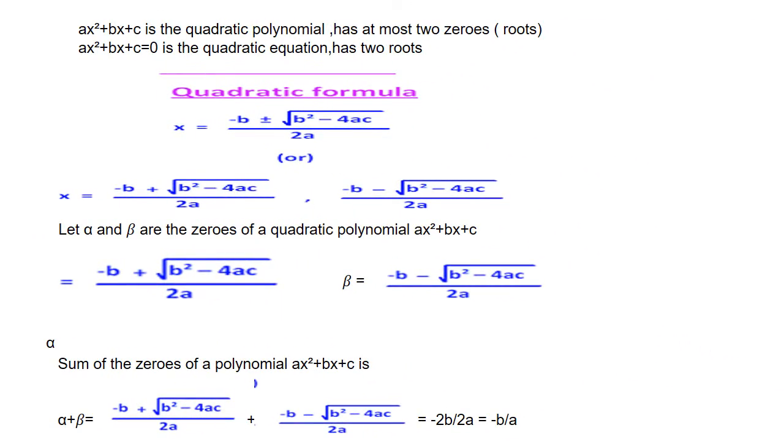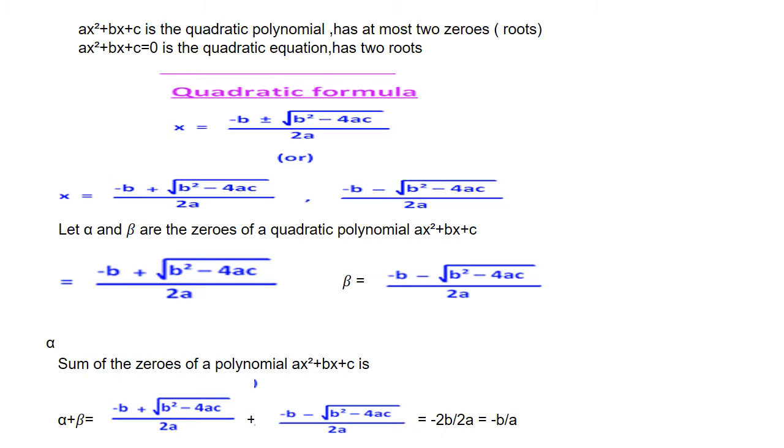ax square plus bx plus c is the quadratic polynomial. It has at most two zeros. We know about this one. A linear polynomial has at least one zero. A quadratic polynomial has at most two zeros. A cubic polynomial has three zeros.